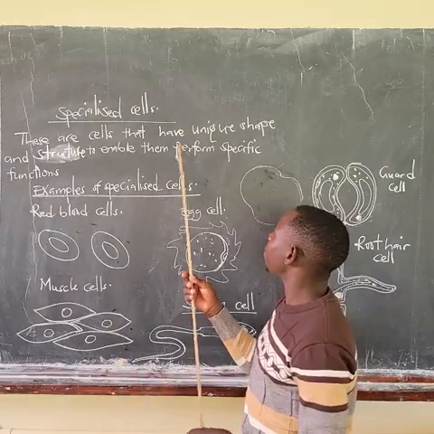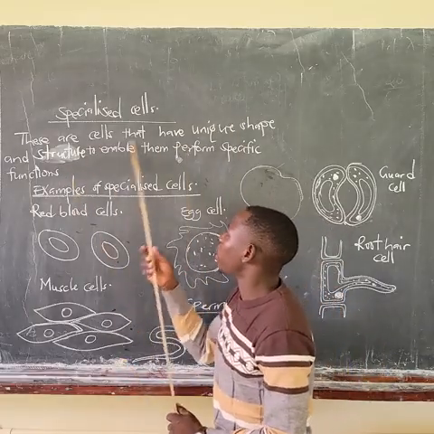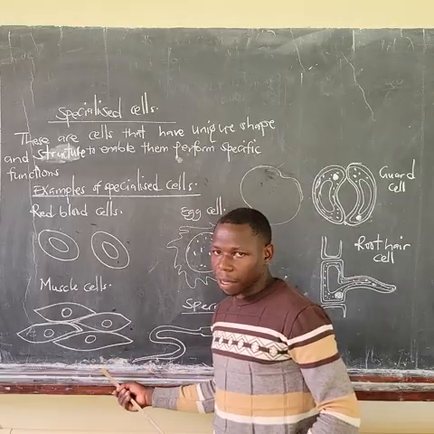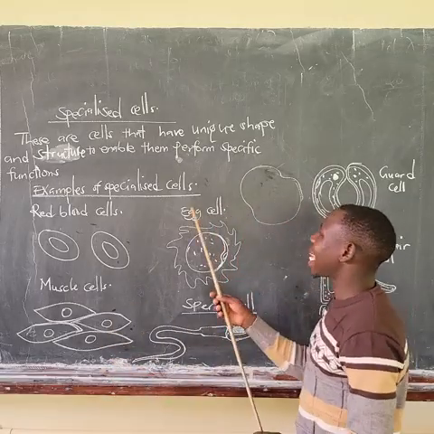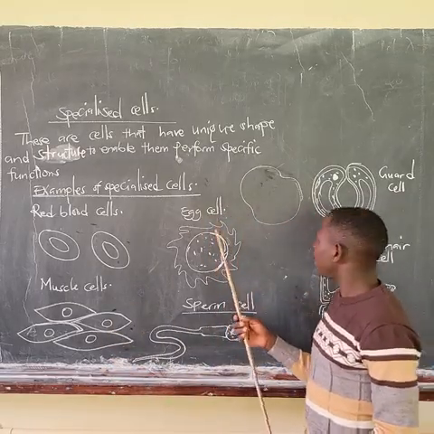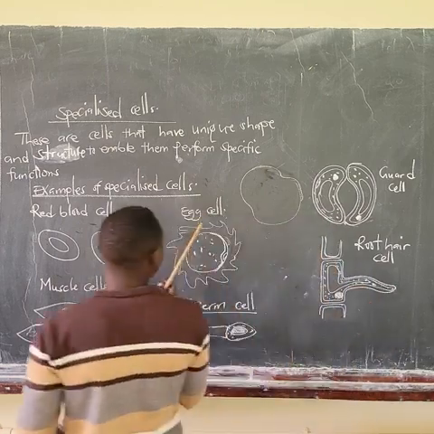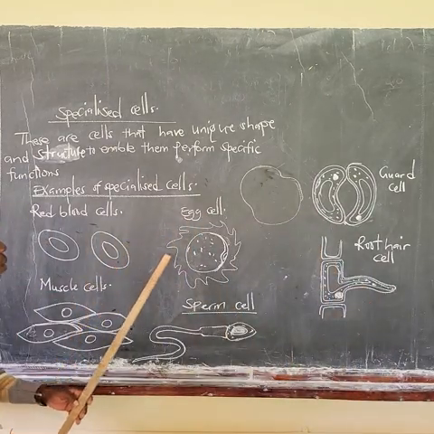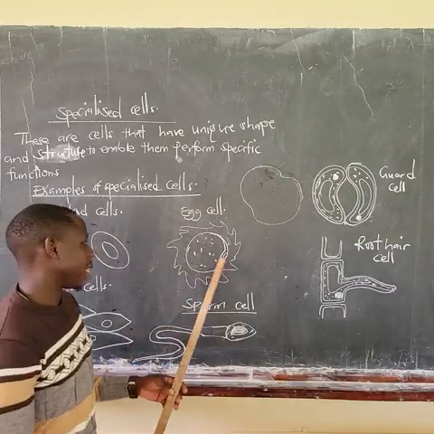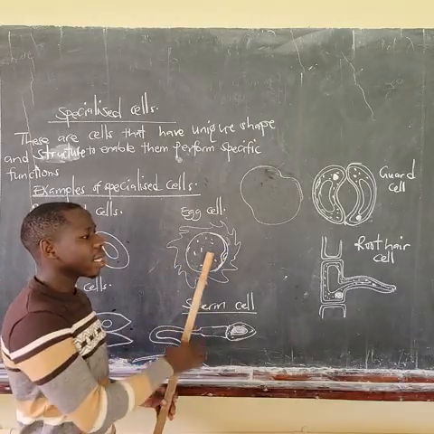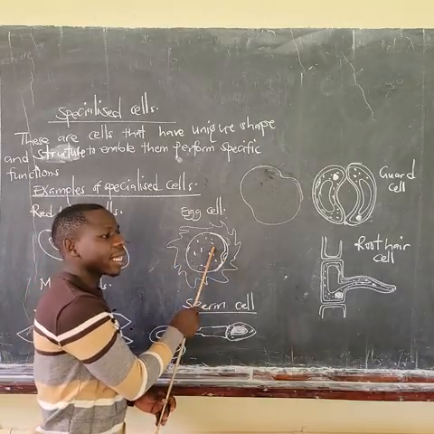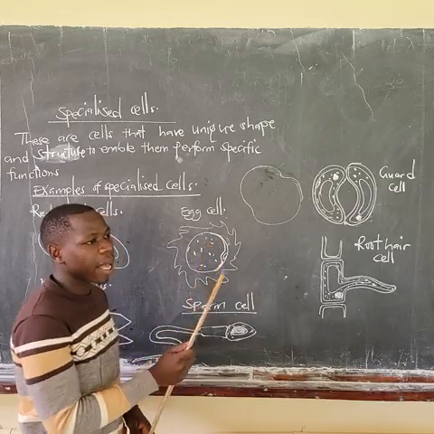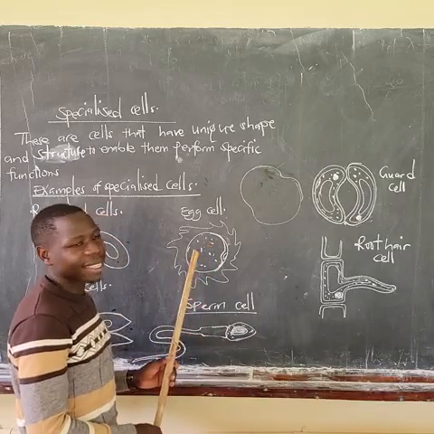They have a unique shape and structure, enabling them to perform their function effectively. Another is the egg cell. The egg cell is the cell that is responsible for fertilization. This cell is fertilized by the sperm cells from the male, and therefore we form a zygote.